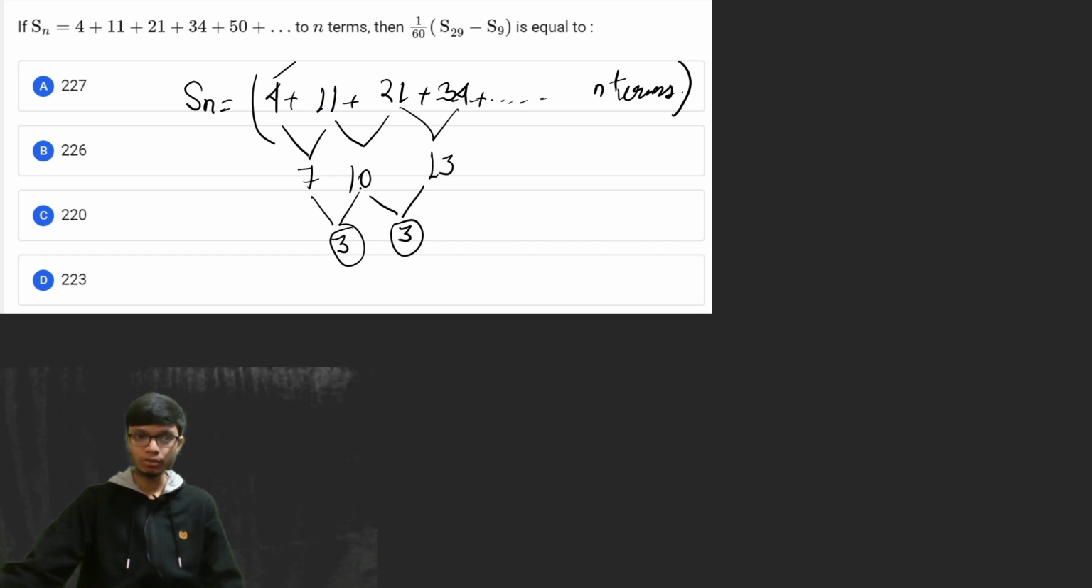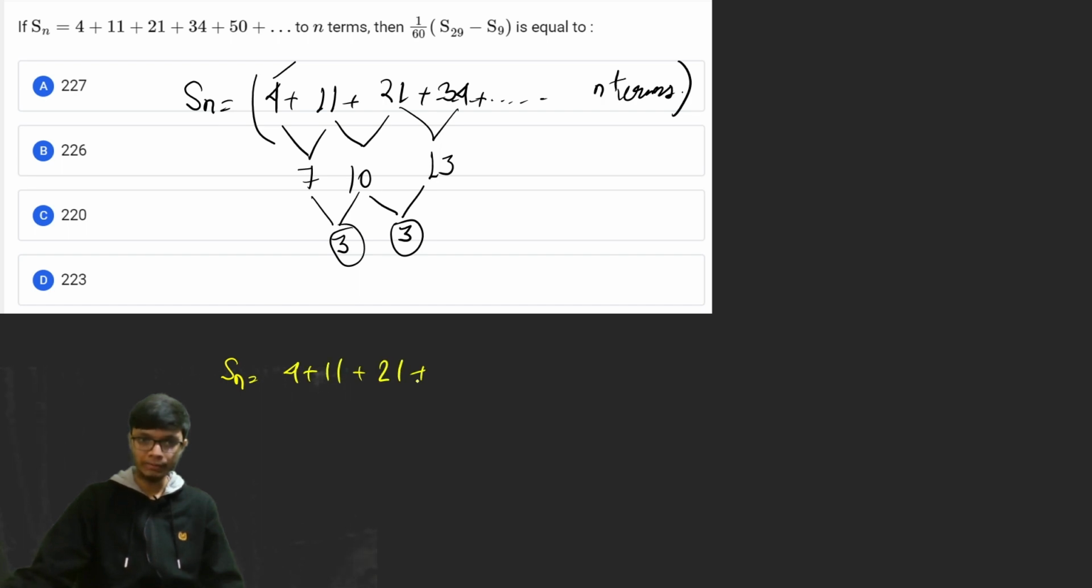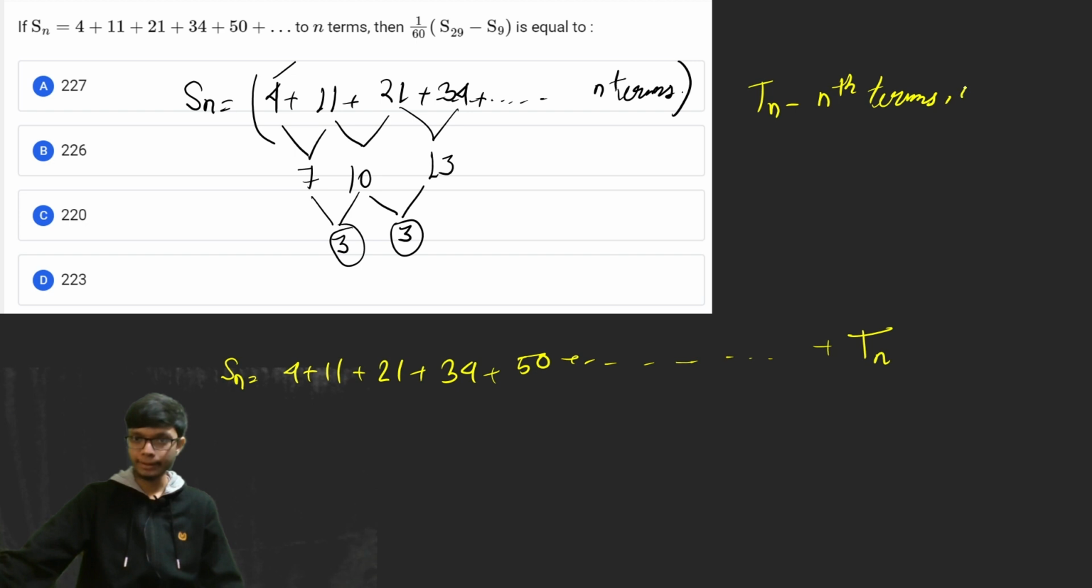Now how do we solve this particular problem? From here I will assume Sn to be equal to 4 plus 11 plus 21 plus 34 plus 50 and so on up to the nth term. Let me represent the nth term by Tn. So Tn represents the nth term of the sequence.